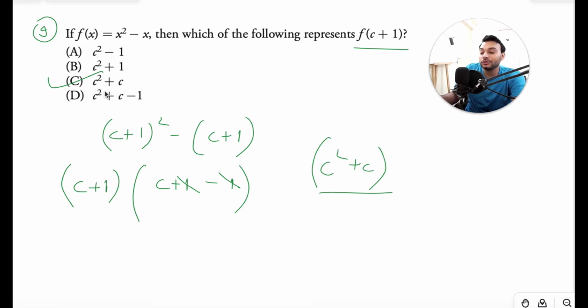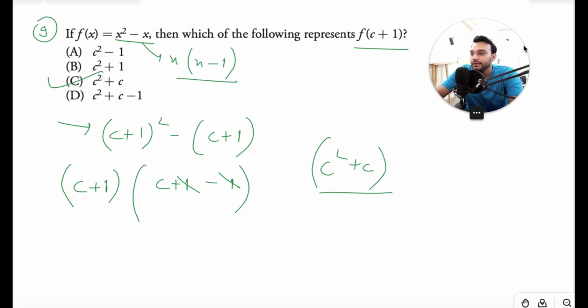Don't go on directly expanding these squares. See what can be simplified here. You can easily see even in the given function that it's x times (x minus 1), so there's no need for the square thing. Okay, let's go on to the next one.